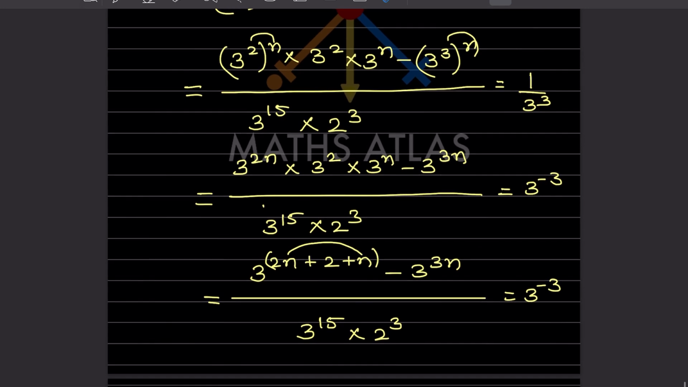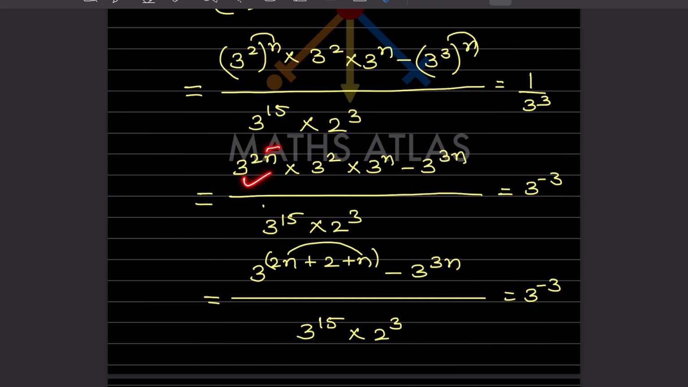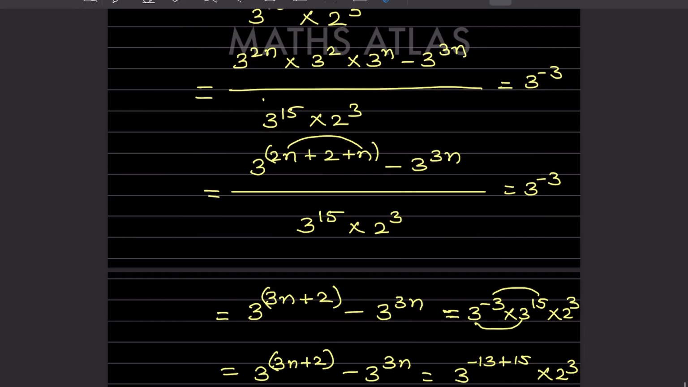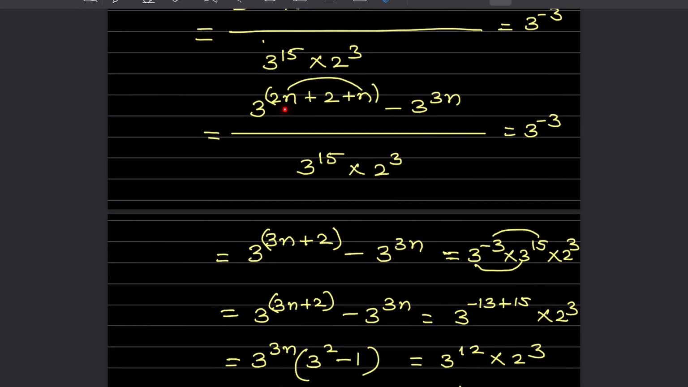Now look here. This is all multiplication. You know a^m into a^n is a^(m+n). Even if you have three numbers, we can add all the exponents because the base is the same. So you add the exponents, and can you see this has been added? This will remain as it is because it is minus 3 raised to 3n. When you add the exponents, the 2 and n is going to be 3n, plus 2 as it is, and the denominator is the same.